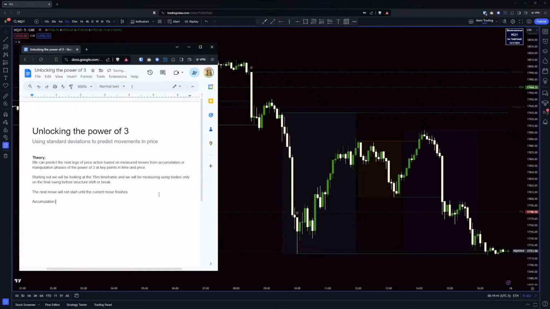Accumulation. Final accumulation swing can be used to project manipulation leg, and final manipulation swing can be used to project distribution leg.